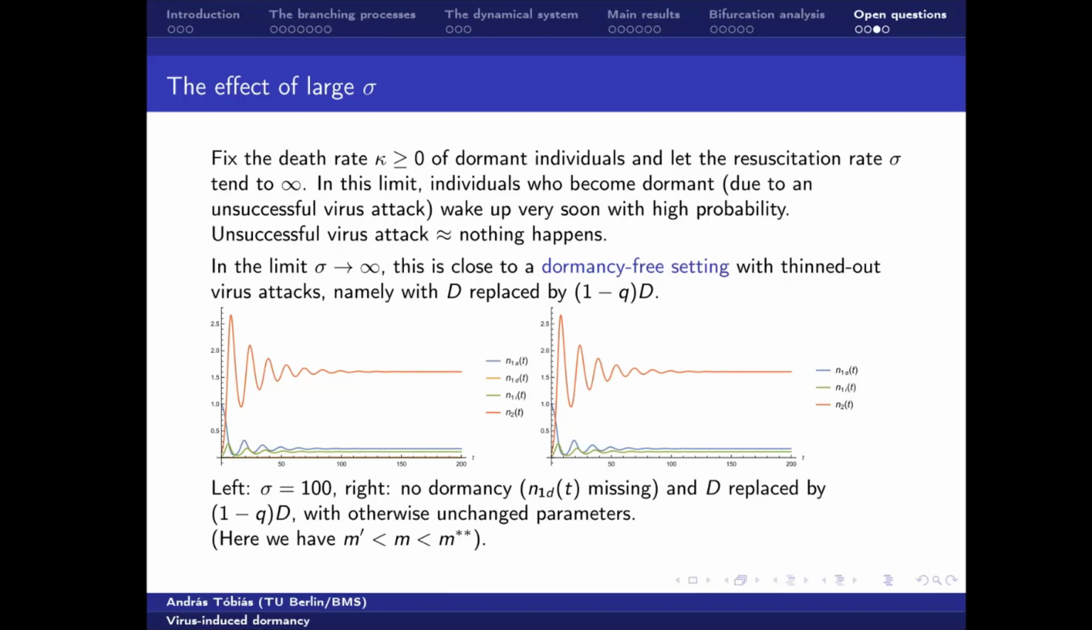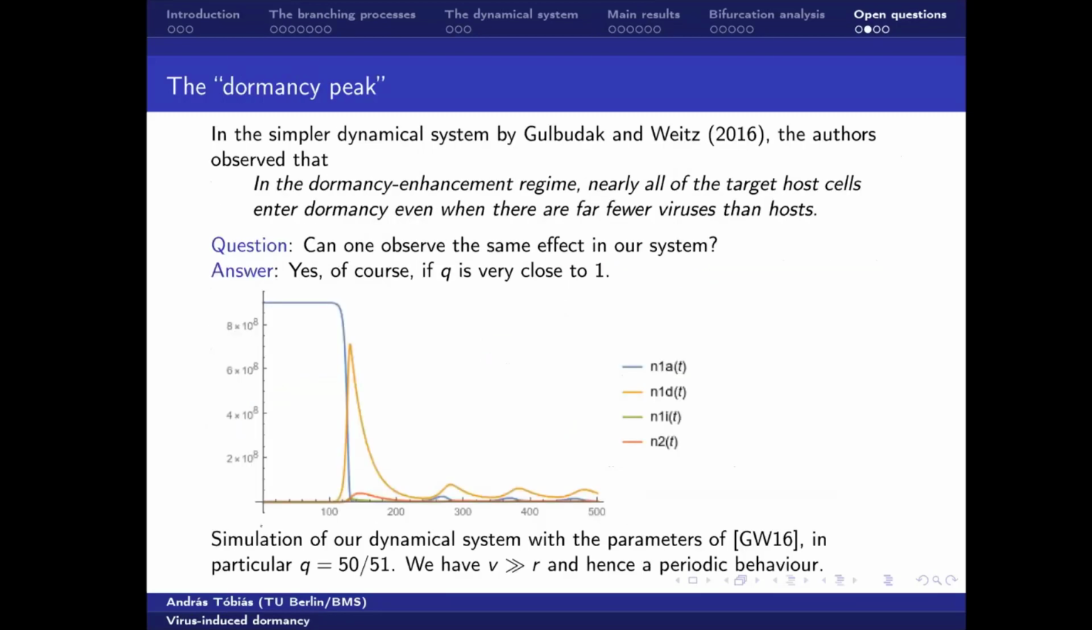So this is, for example, a case when we are between M prime and M double star. So this is not yet periodic behavior, but oscillatory convergence. And if you look at the previous one, this is clearly periodic. So this is larger than M double star.